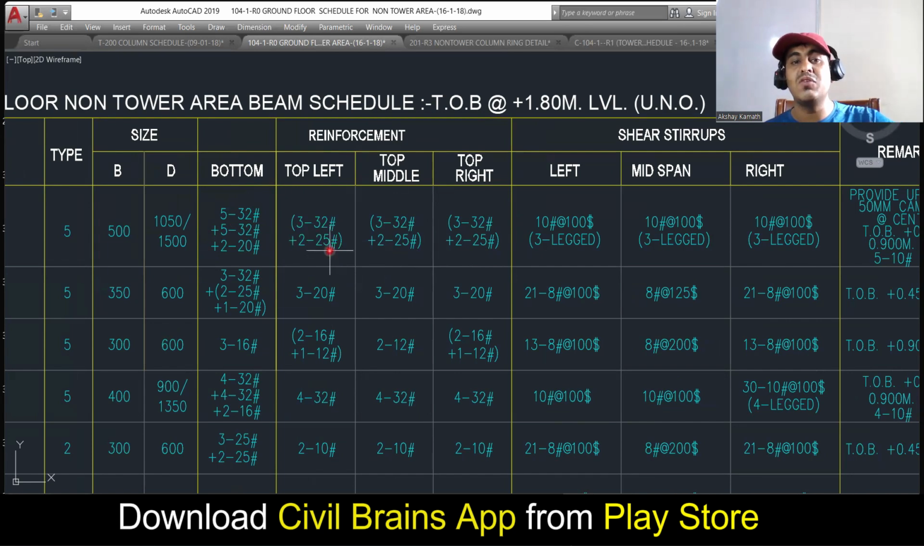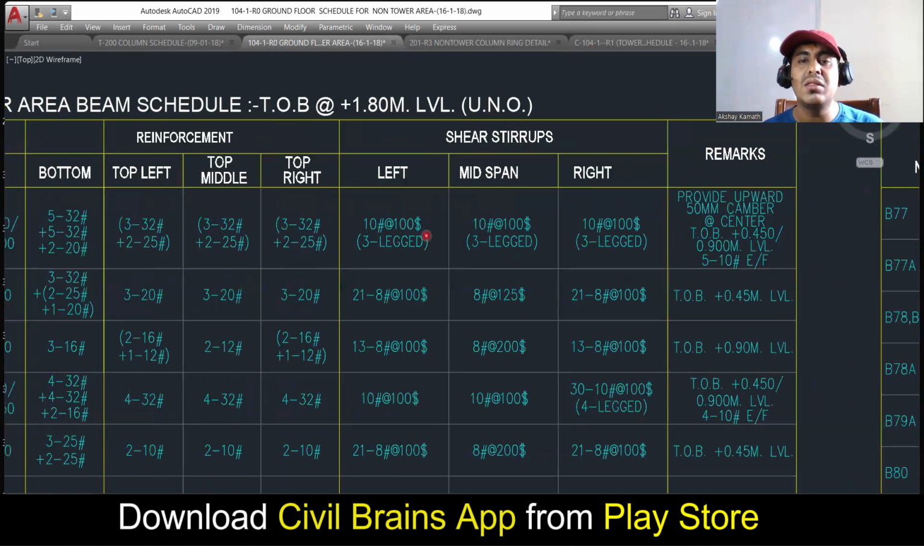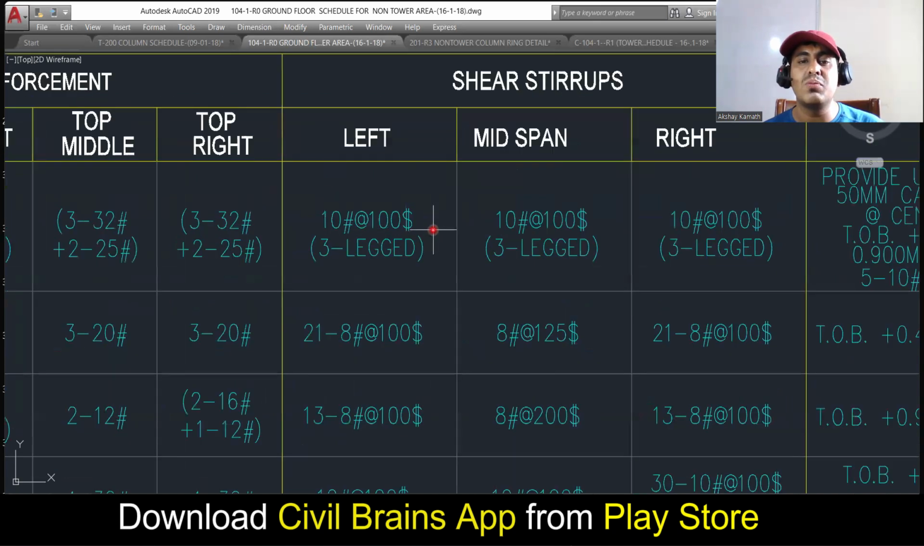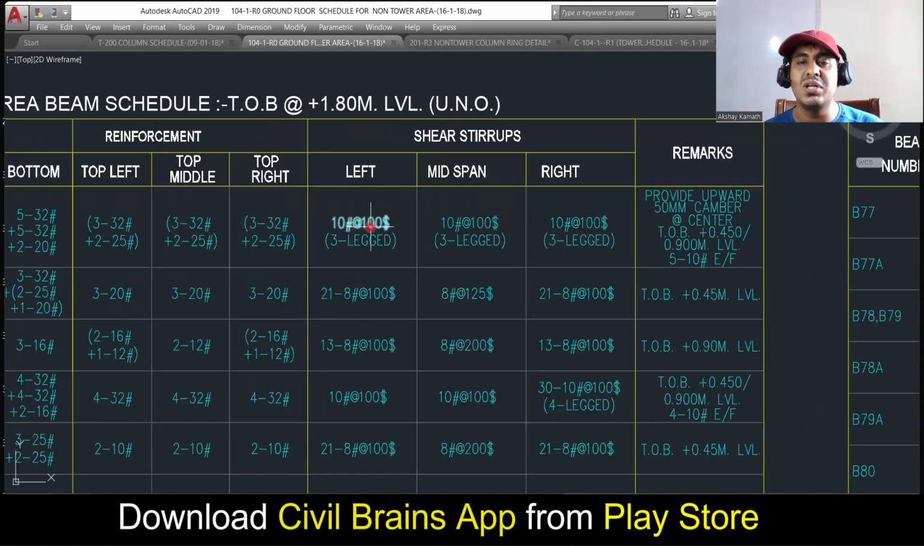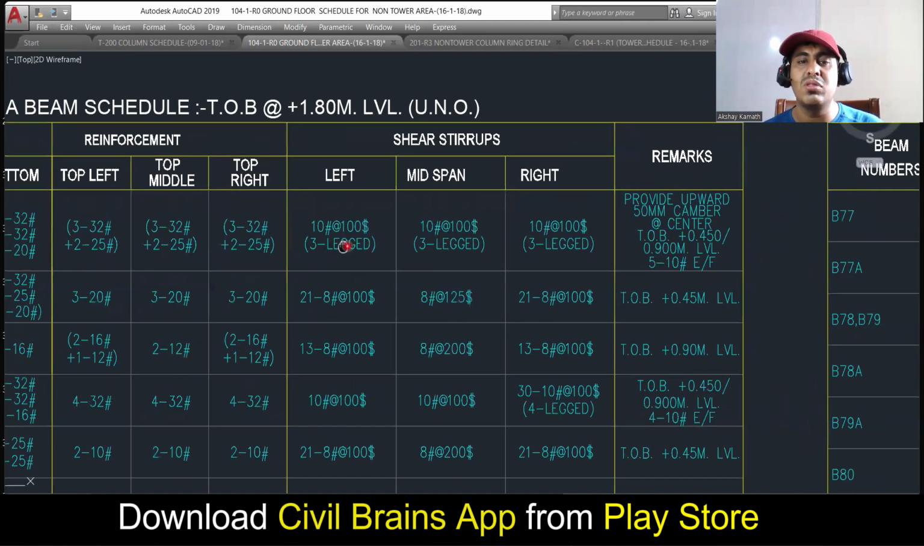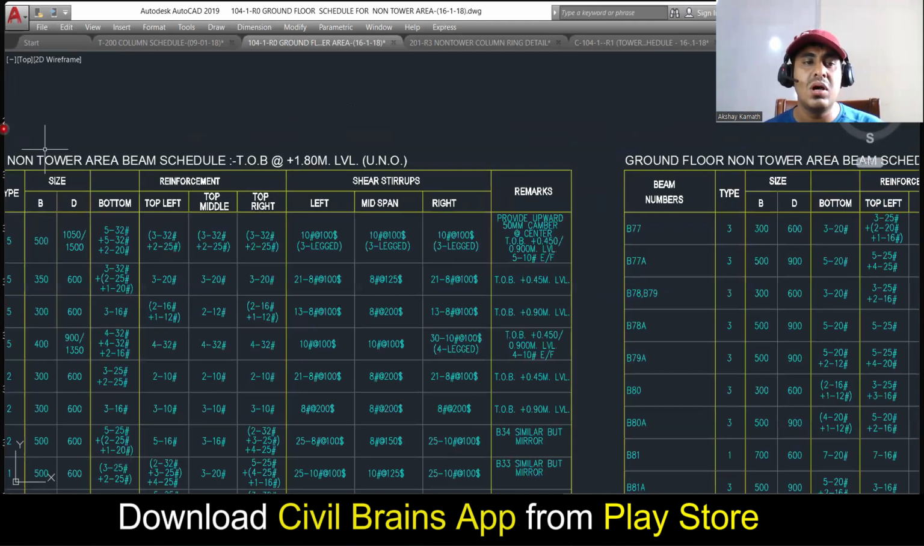Then in second layer 25 diameter 2 bar will go straight, and this is your bottom reinforcement and this is your stirrup. For the stirrup you are supposed to provide 10 diameter bar at 100 mm center to center, 10 diameter 100, 10 diameter 100 throughout the span. But it is a 3-leg stirrup. So whenever you see a 3-leg stirrup, how do you understand it?